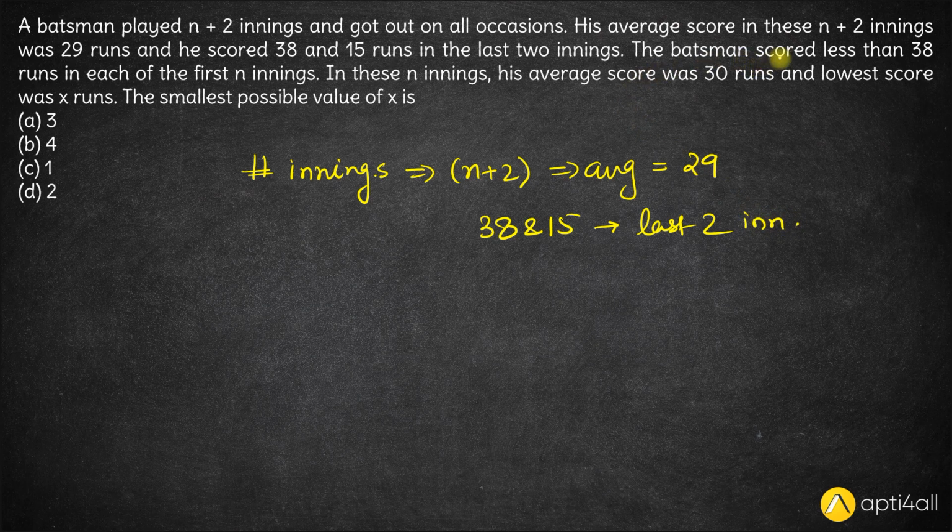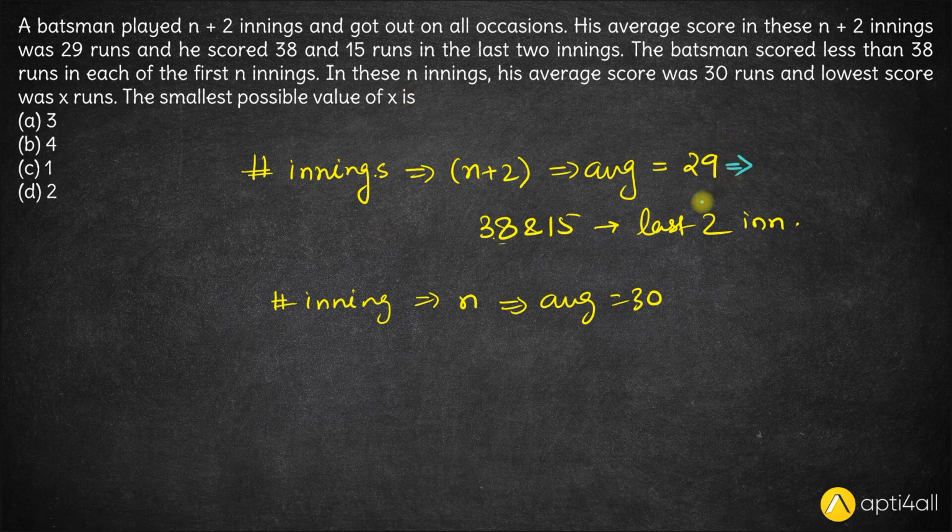Okay. Now the batsman scored less than 38 runs in each of the first n innings. In the last two innings the score is 38 and 15, and in the first n innings he scored less than 38 runs, and in these n innings his average score is 30. So now we have to figure out the lowest score x, the smallest possible value of x. So what is the smallest possible value of the lowest score? That's what we need to calculate.